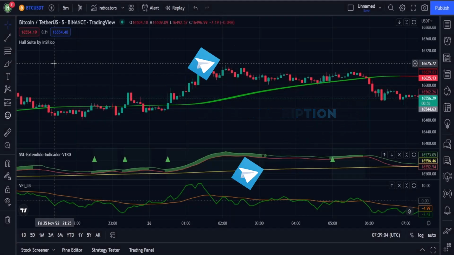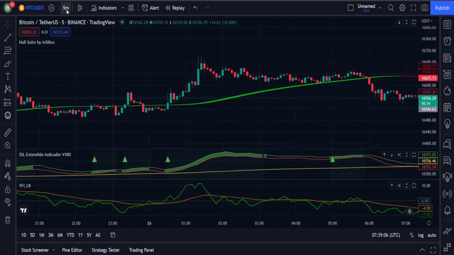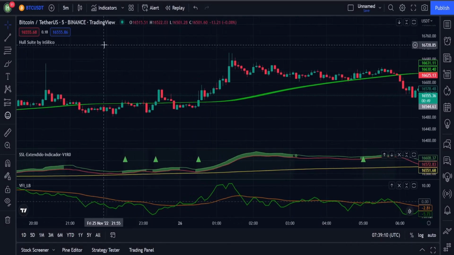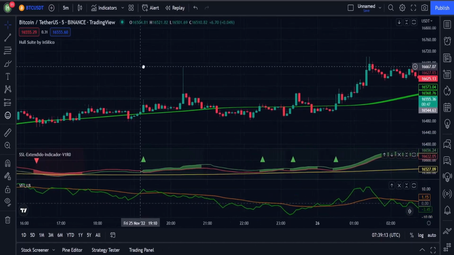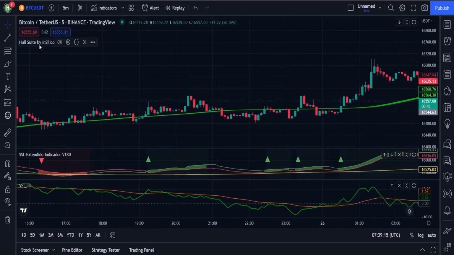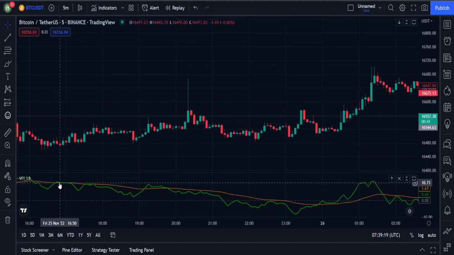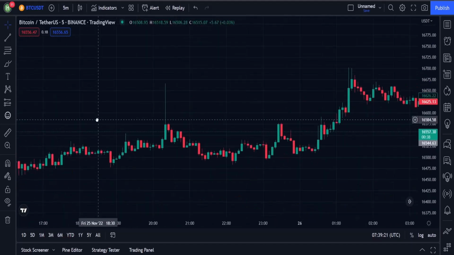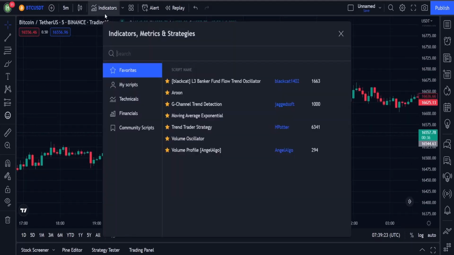So I'm in TradingView, and I'm going to be using a Bitcoin chart on a 5-minute time frame to explain this strategy. This is what our chart is going to look like when we're done setting up our indicators. I'll quickly cross these out so I can explain everything from the beginning. We are going to be using 3 indicators for this strategy. Let's go ahead and add our indicators to the chart.